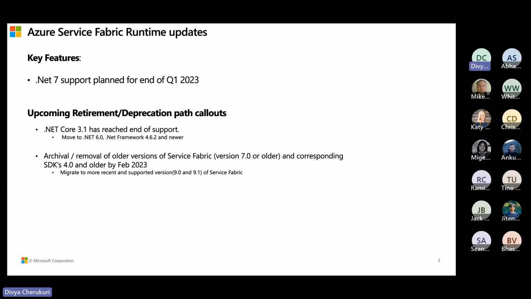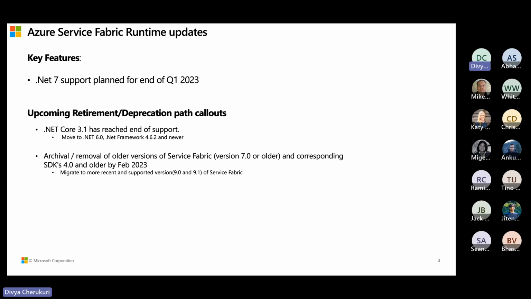The other thing that we would like to call out is the retirement and deprecation path. .NET Core 3.1 has reached end of support across Microsoft, and we would like all the SF users to move to the supported versions of .NET 6, and .NET Framework 4.6.2 and newer. This is the same thing that we have been calling out in the release notes as well, and we would like to reiterate it again here.